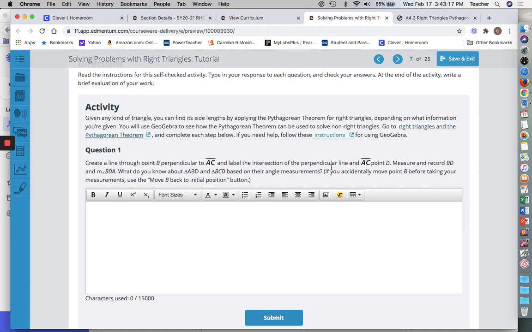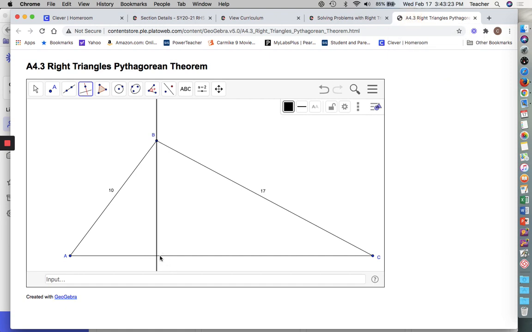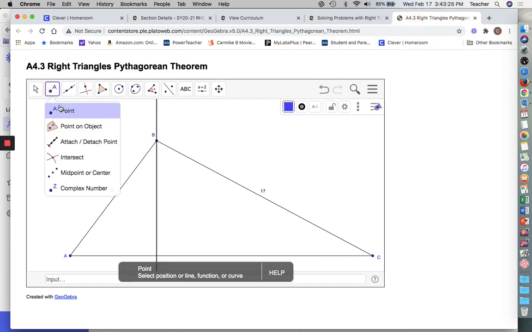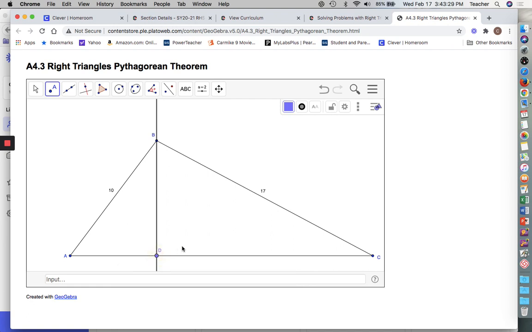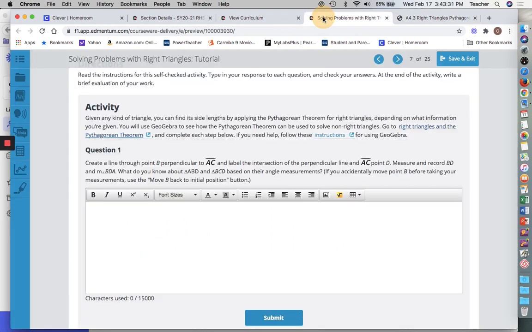Okay, and label the intersection of the perpendicular line and AC, point D. So we need to label this D right there. Come in here and click on point, click right there, and then label it D. All right, measure and record the length of BD and the measure of angle BDA, and then it asks us what we know about them.